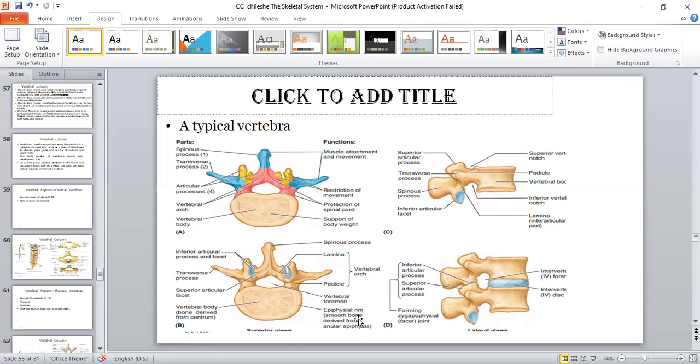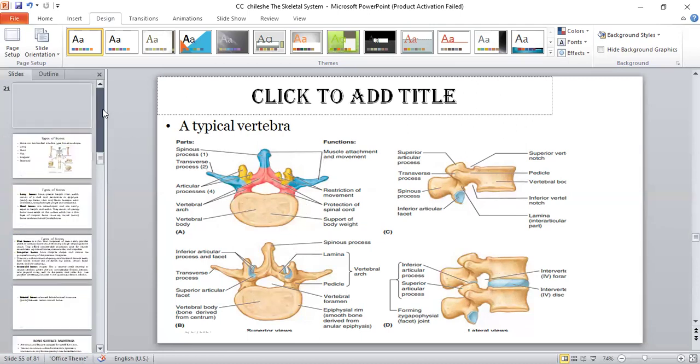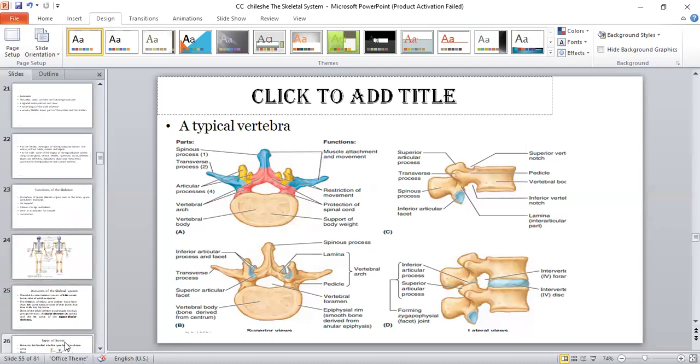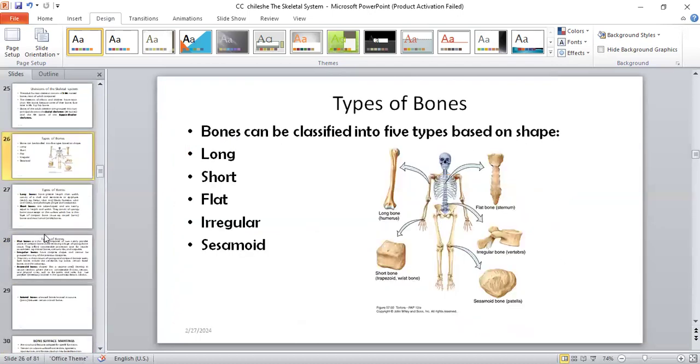So when we look at it from the superior view, we have to know that at the top here, where an intervertebral disc is supposed to sit, that portion which is nicely flat, sometimes it can be concave or convex, that is what we are calling a facet. Okay?